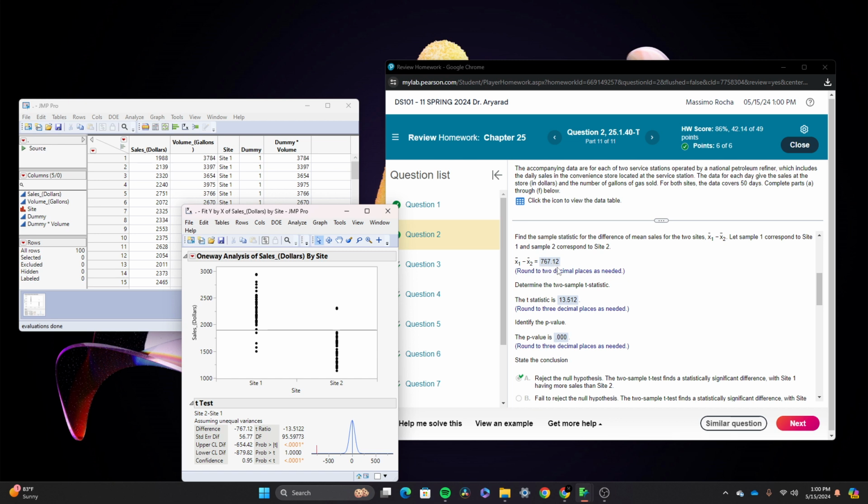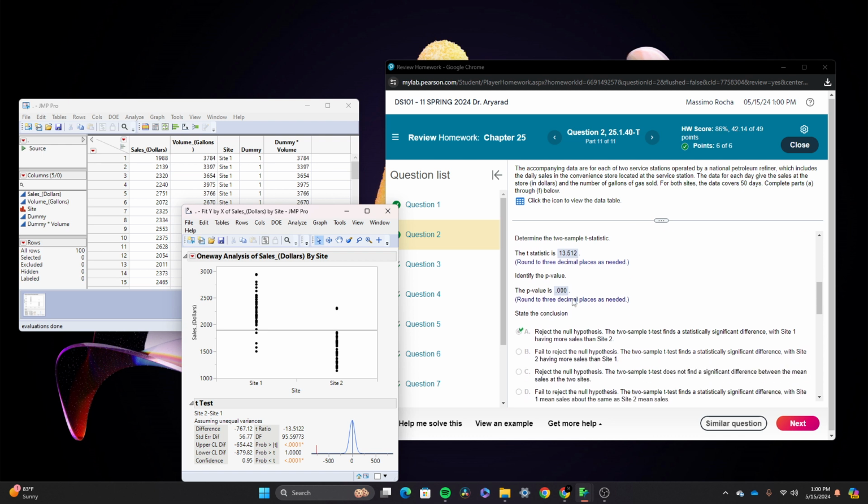And the same goes for the t-stat. T-stat's going to be right here, but it's reversed, so no negative, it can be positive. And for the p-value, just look at this one right here. P-value, 0.001, rounded to 3, so it's going to be 0.000. And since it's less than 0.05, we're going to reject the null hypothesis because there is a statistically significant difference.